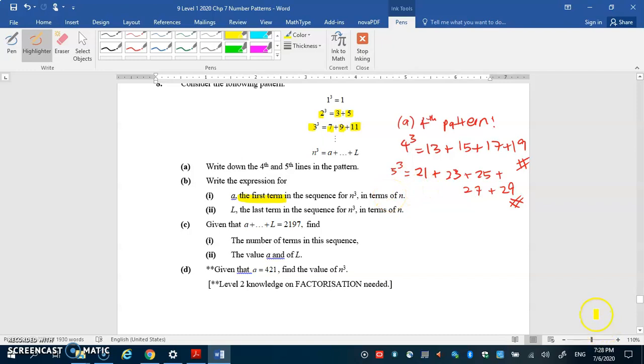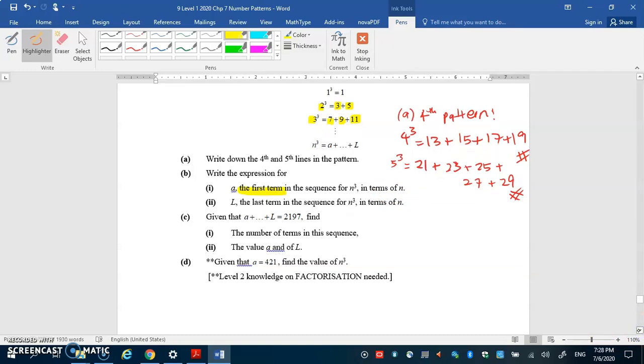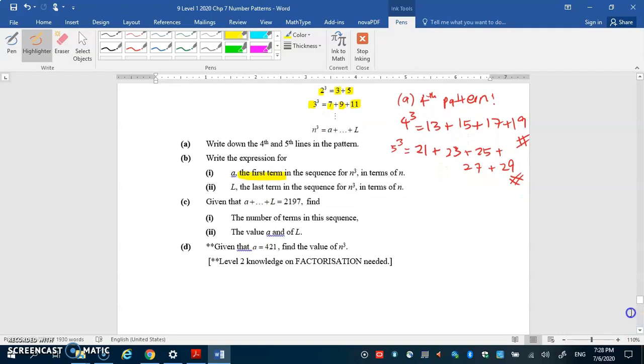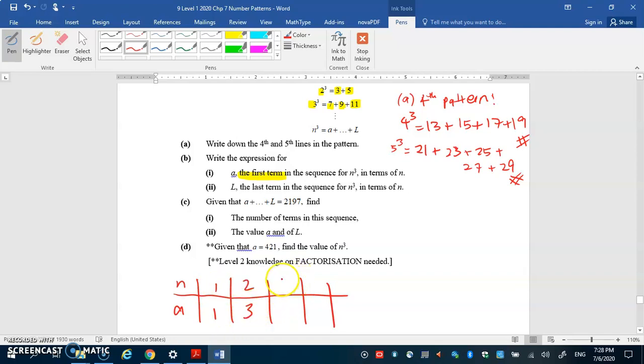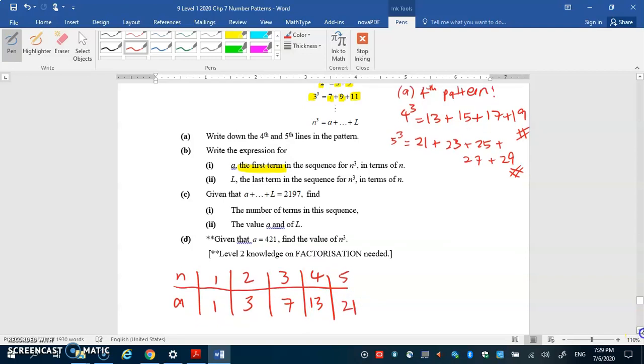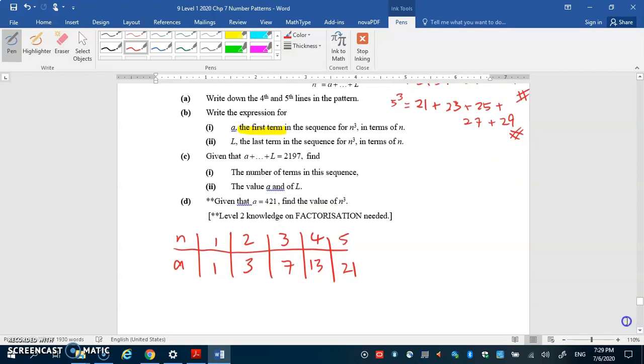Okay, so since there's no common difference in 1, 3, 7, 13, 21, let us try to draw a simple table. Okay, so n refers to the term number and A refers to the first term. When n was 1, your first term A was 1. When n was 2, first term was 3. When n was 3, first term was 7. When n was 4, first term was 13. When n was 5, first term was 21. So what do you observe? What's the relationship between 1 and 1, 2 and 3, 3 and 7, 4 and 13, 5 and 21?